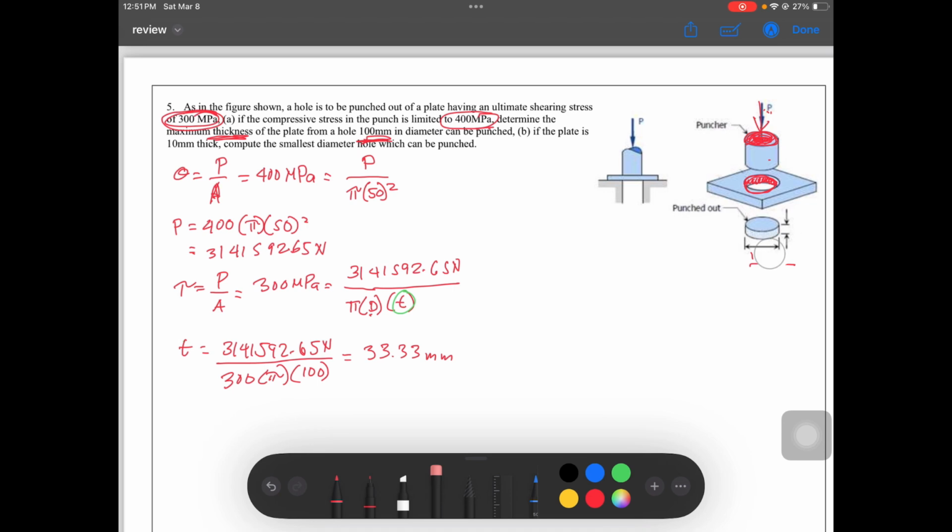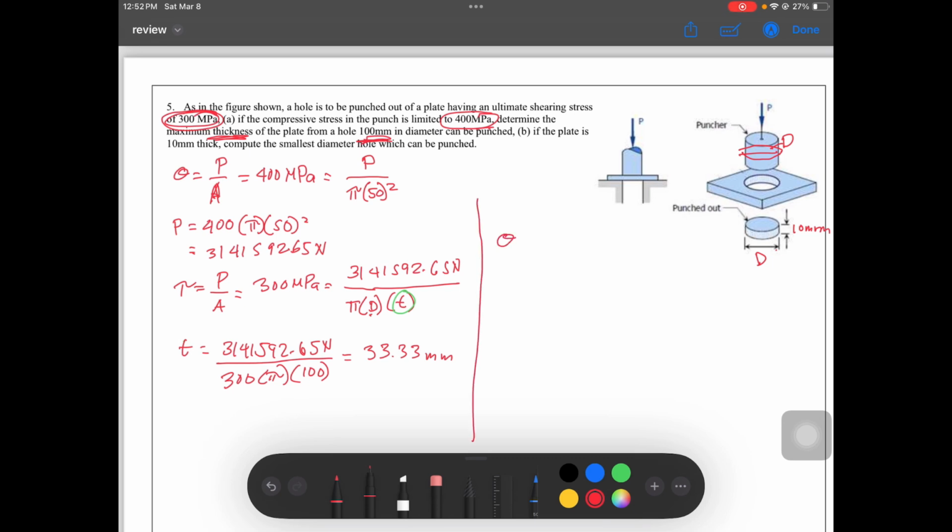Ngayon, sa situation B, if the plate is 10 mm thick, so, erase muna natin to. Ang plate is 10 mm thick. Ano daw ang magiging diameter? Ito na yung missing. So, ito yung diameter. Ito na yung missing natin. So, diameter exists sa compressive stress check and shear stress check. So, kailangan natin daanan ulit yung dalawa.